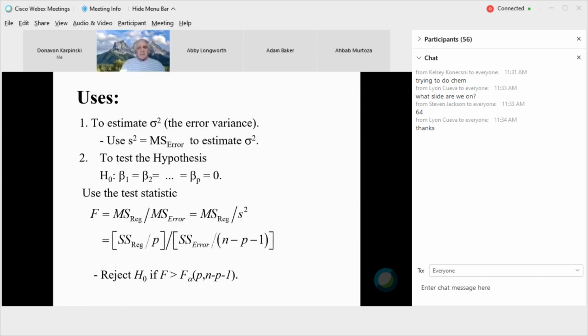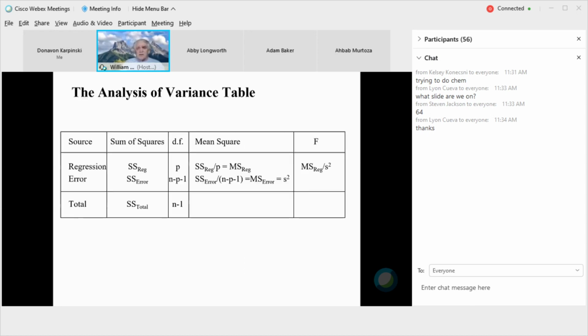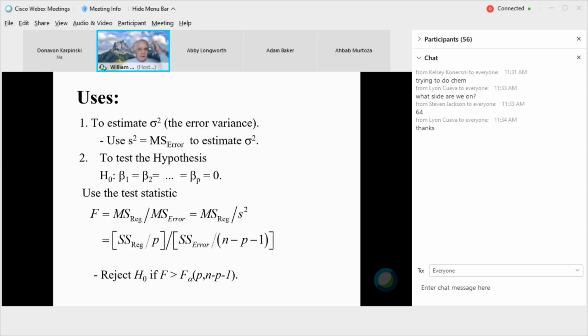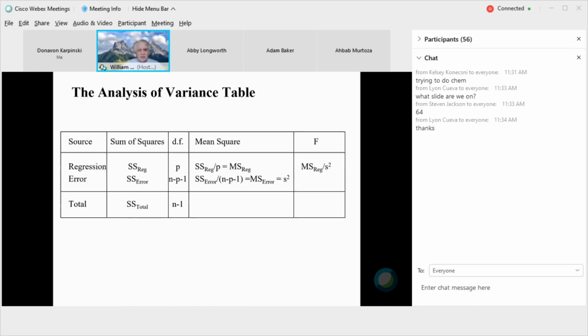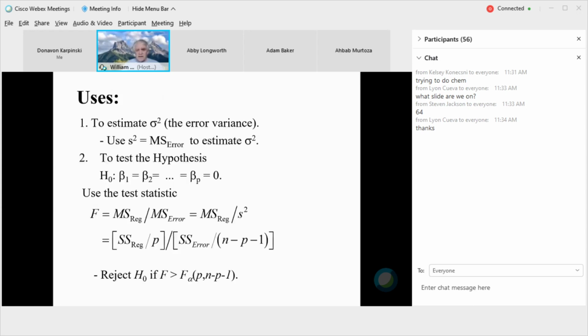To test the hypothesis that the regression coefficients are all zero, meaning that all of the independent variables have no effect on the dependent variable, use the F statistic, MS regression over the MS for error. We reject the null hypothesis that all variables have no effect if F is large, greater than F sub alpha. The degrees of freedom in the numerator is p, the degrees of freedom in the denominator is n minus p minus 1. Those are just the degrees of freedom in the analysis of variance table.